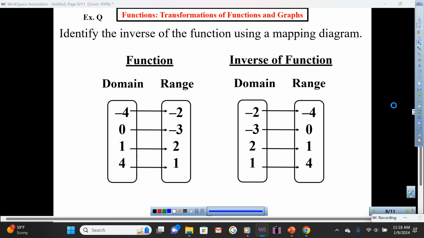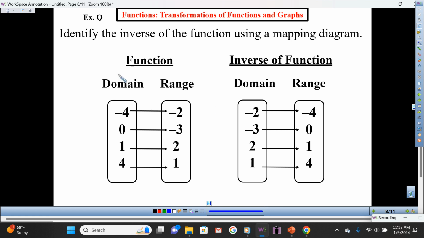For those of you that didn't catch it, the domain is what variable? X. What is the range? Y. What do we do every time that we find the inverse on the warm-up? We do what at the end? Switch these, don't we? Therefore, the Y now came over here, and the X over here. That's why they switched. The Y became the X, and the X became the Y.